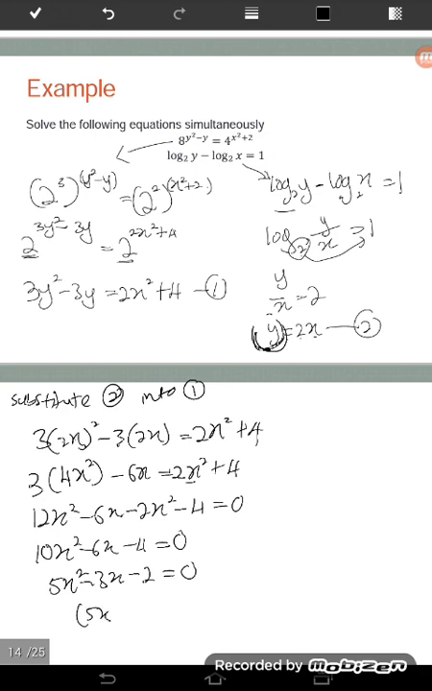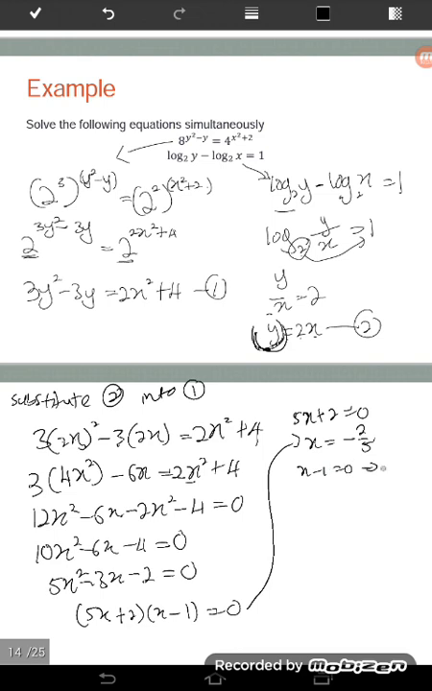So we have here 5x minus 2, not plus 2, plus 2x minus 1, which is equal to 0. Okay, so from this one, so you have x. Okay, so 5x plus 2 equal to 0, which implies x equal to negative 2 over 5, and another one x minus 1 equal to 0, and this one implies x equal to 1.